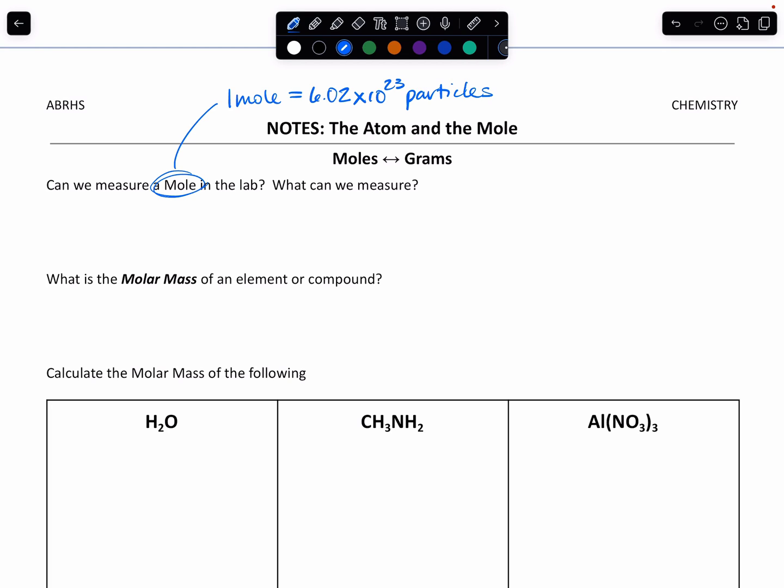So can we measure a mole in the lab? The answer to that is no. We cannot measure a mole because we don't have any tools to do that measurement.